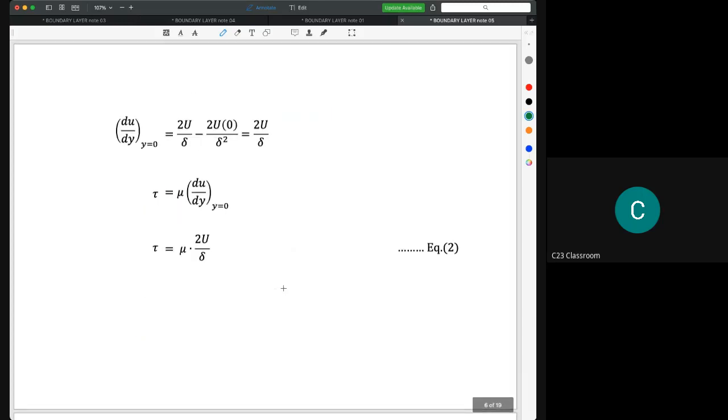So what happens when we substitute the value y equal to 0 here? We get that du/dy at y equal to 0 is equal to 2u over delta. This means that tau equals mu du/dy at y equal to 0, so it is equal to mu times 2u over delta.